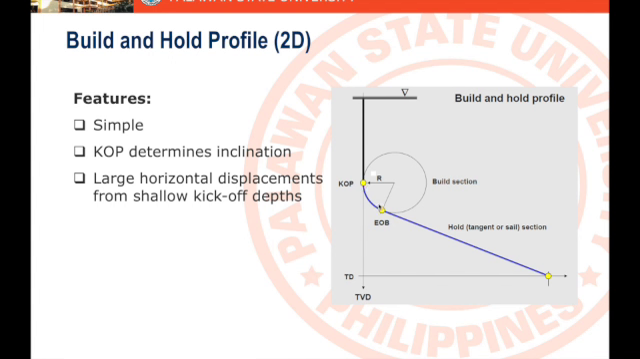This is your build section. This is the radius of the circle whose arc is your build section, and this is the end of build, and this is the tangent section. As you can see, the horizontal departure is large.